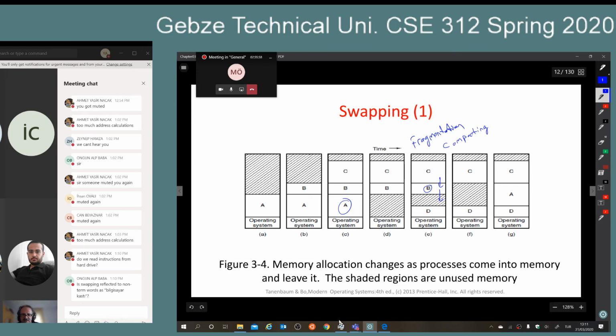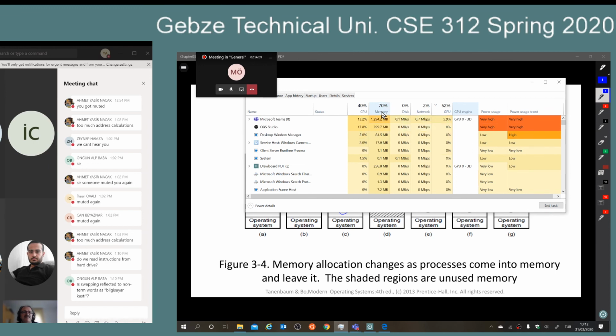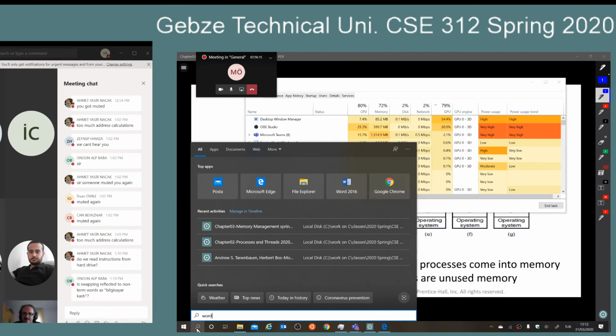Well, in my system, I have 70% memory occupied, so 30% is available. So whenever I need to load a new program, I have enough space to load it. Okay, let me try to load a Word file, maybe a large file.